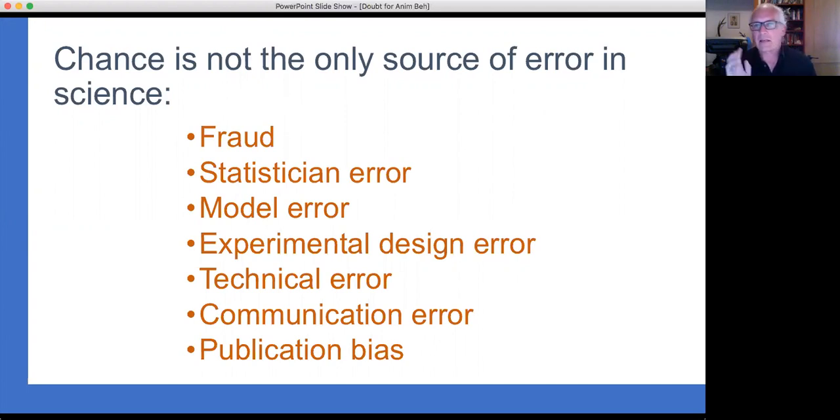There can be fraud, there can be errors in statistics, experimental design errors, there can be things that happen technically that we don't understand. There can be biases in publication. I'll only talk about a couple of these things today, but the longer talk has more about all these things.